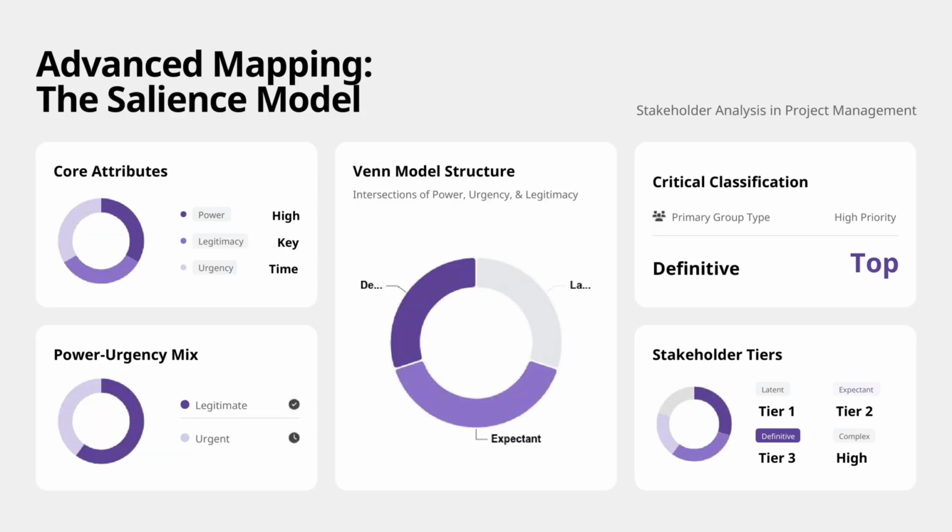Advanced mapping introduces the salience model, which ranks stakeholders by power, legitimacy, and urgency. This slide shows how combining those attributes into tiers helps prioritize engagement where it matters most, using Venn-style logic to identify definitive and high-priority stakeholders for immediate attention and tailored strategies.